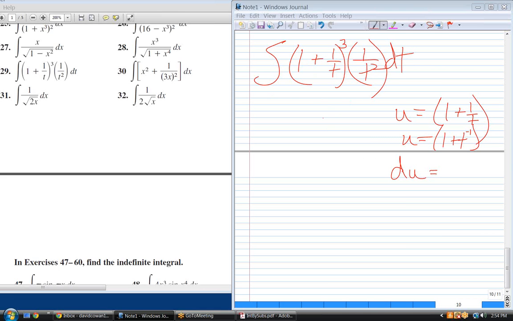This problem is going to work, even though it doesn't fit the normal mold. In other words, normally we're looking, it actually does fit the normal mold. It's just kind of in reverse. Let's find du. If u is equal to 1 plus t to the minus 1, what's du equal? du is negative 1 t to the negative 2 dt. Multiply by the exponent and subtract 1.